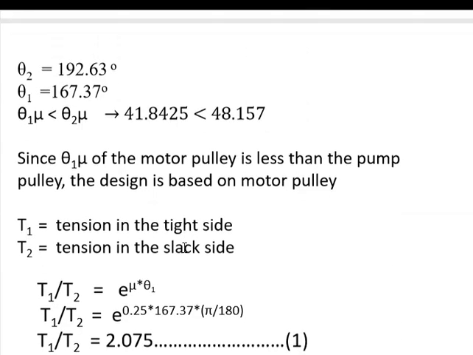In this particular problem, we can identify which is the smaller and the weaker pulley. As we know, theta 1 mu is lesser than theta 2 mu. According to calculations, we can come to the conclusion that the smaller pulley is weaker and the bigger pulley is comparatively strong. Now, once we have come to the conclusion that the smaller pulley is weaker, we will focus on that and we will try to design the smaller pulley in the first case.